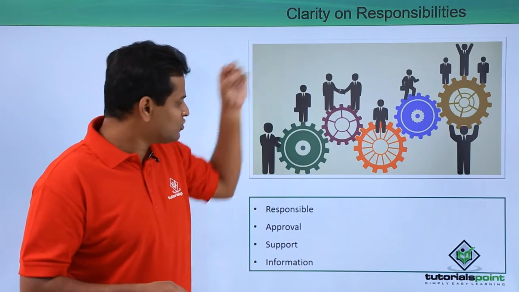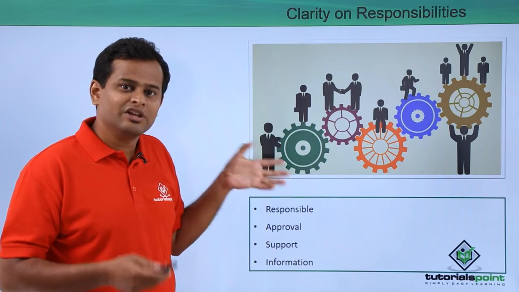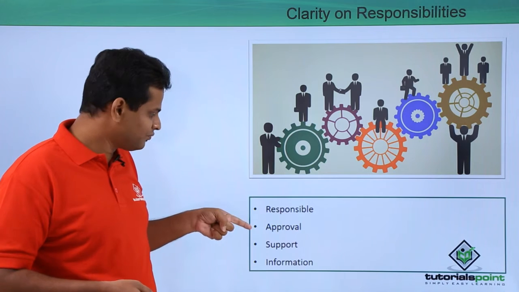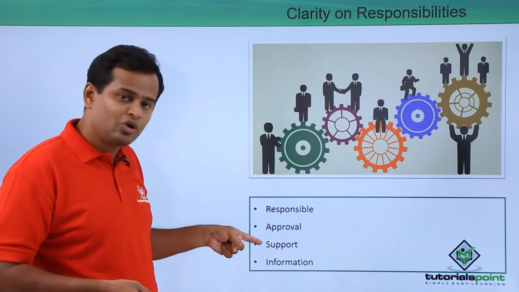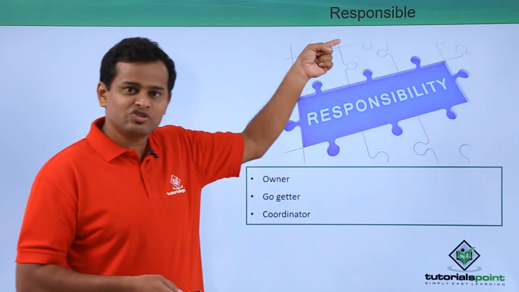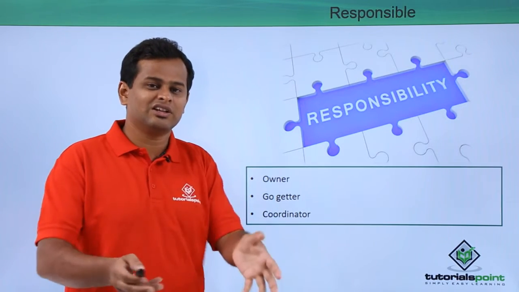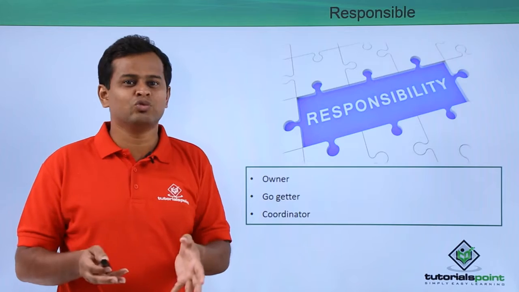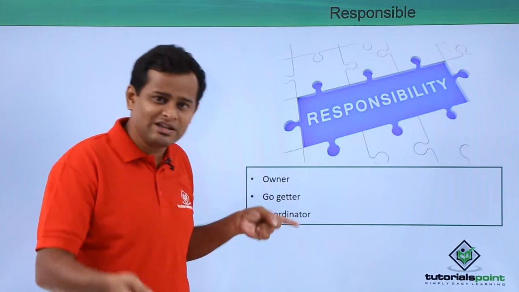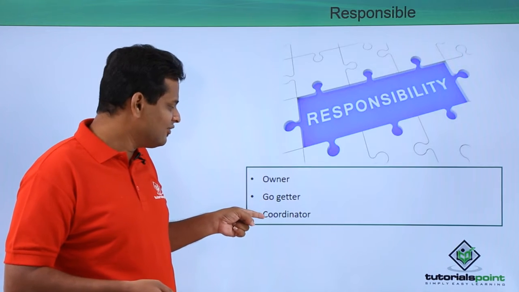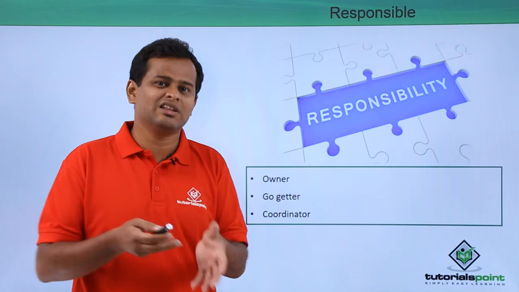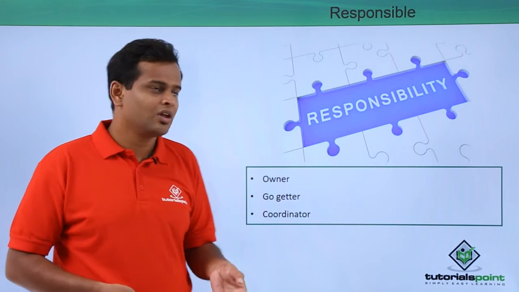So clarity on responsibilities, how it can be done is through RASI, where there will be responsible, approval, support, and also the information. In responsible, we will be understanding that this particular person will be someone who is a go-getter. He will be the complete owner of that particular task, and then he will be coordinating with all other different departments to get this particular task done.